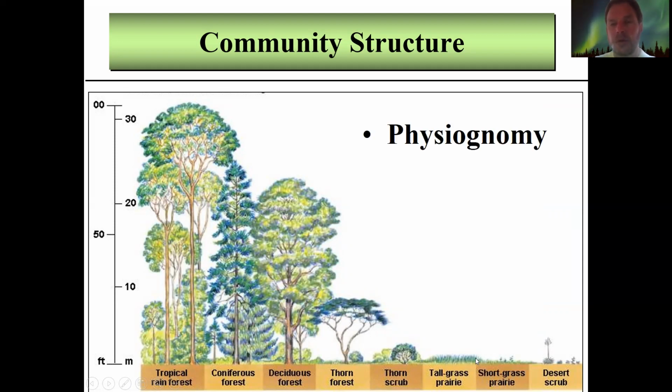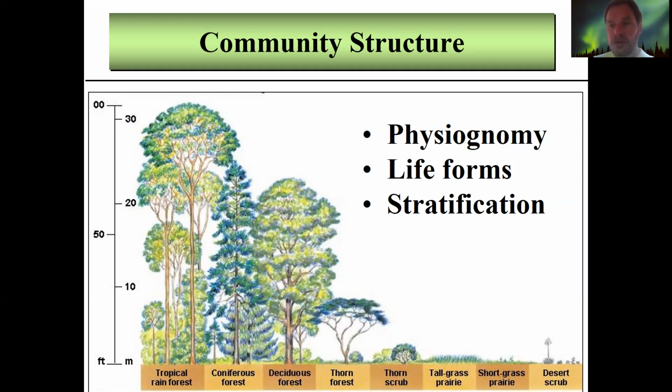Physiognomy is a component of physical structure. It's what it looks like. What does this look like compared to this, and that? Life forms, again. Main life forms are trees, shrubs, grasses. Stratification is layering. Lots of layering here. Not so much there. Patchiness too. Is there a lot of horizontal variation? Go through and it's very uniform, that's not very patchy. Go through and there's lots of different areas with different types of plants, that's patchiness.